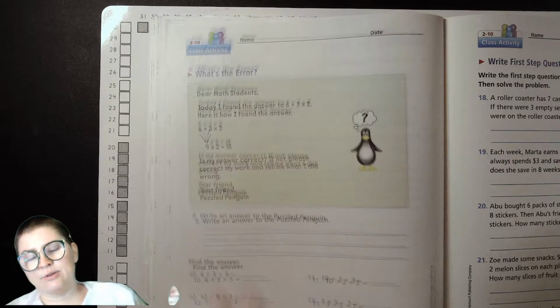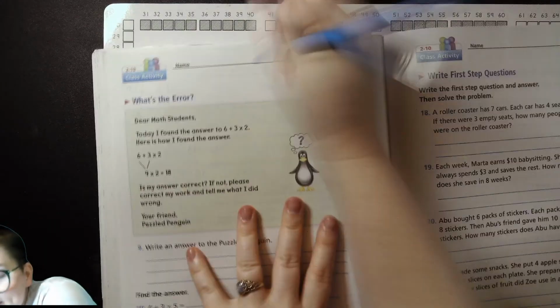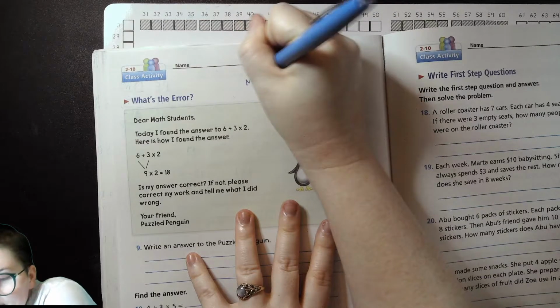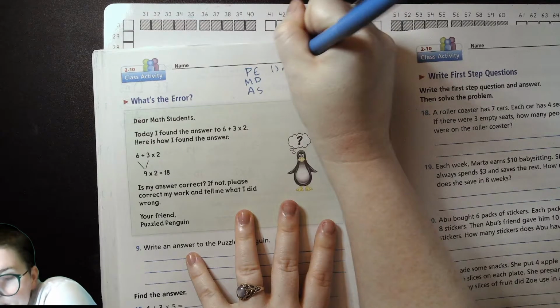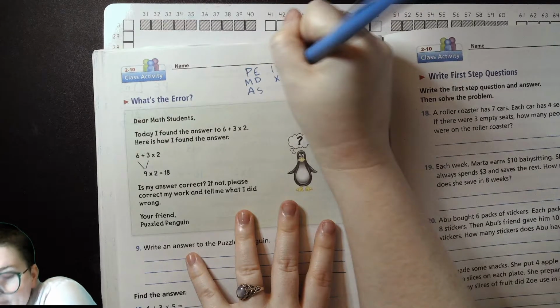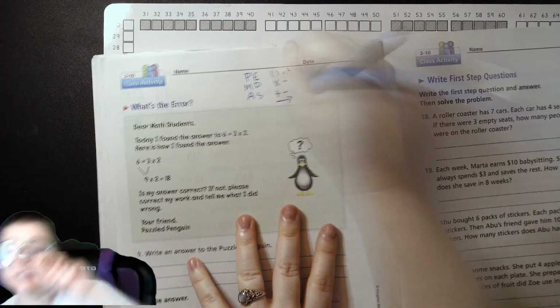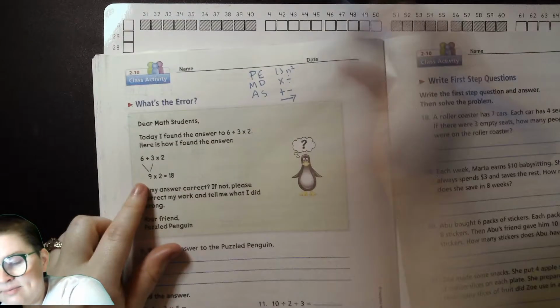We just learned about the order of operations. Did this penguin follow the order of operations? PEMDAS? Write it up here too. Parentheses, exponents, multiplication, division, addition, and subtraction from left to right. No, what did he do first? He did the addition, and that's out of order.